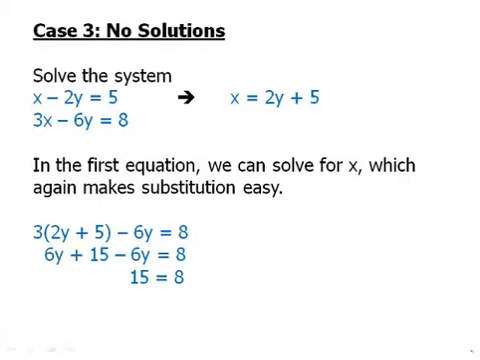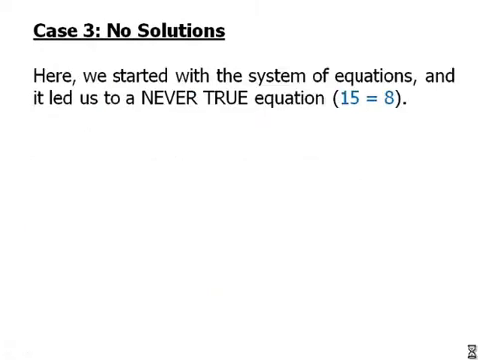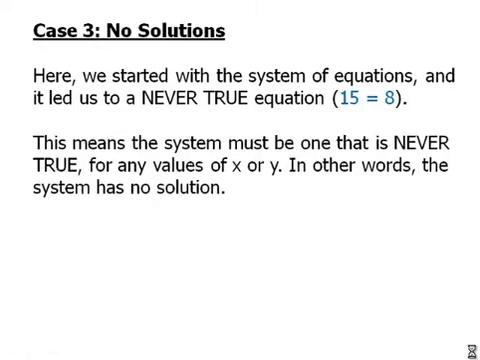Again, all the variables have dropped out, but now we have something that is patently false. It is never true that 15 equals 8. We've run into a contradiction. Here we started with the system of equations and it led us to a never true equation. This means that the system of equations must be never true.